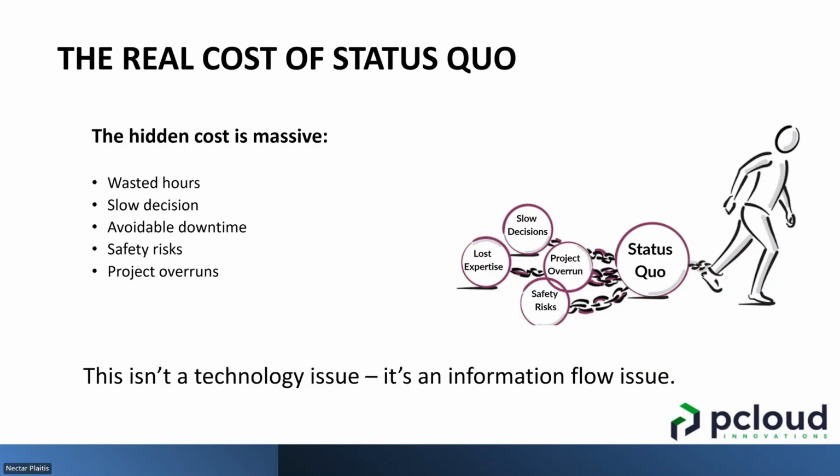Okay, so the real cost of status quo, there is a cost for doing absolutely nothing. The hidden cost really is wasted man hours, project overruns, slower decision making. You saw the guy's office with the data all over the place, finding it. So decisions are a little bit slower. Also, safety risk, and there's also avoidable downtime by having instant access to that data. So in essence, really, it isn't a technology issue. It's an information flow issue. And if your information is flowing smoothly, your project is flowing smoothly.